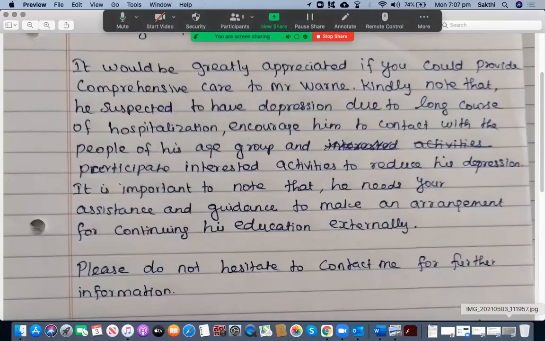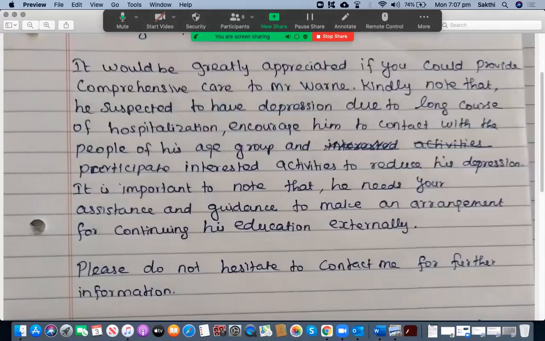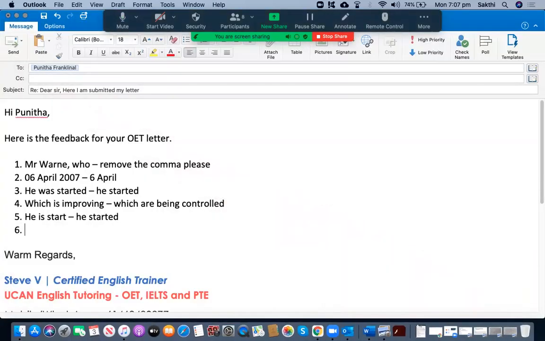Where is that? Let's see. "He started to mobilize with a wheelchair," because this is the first time you are using a wheelchair. Am I right? Yes. Then it must be "a wheelchair," not "the wheelchair."